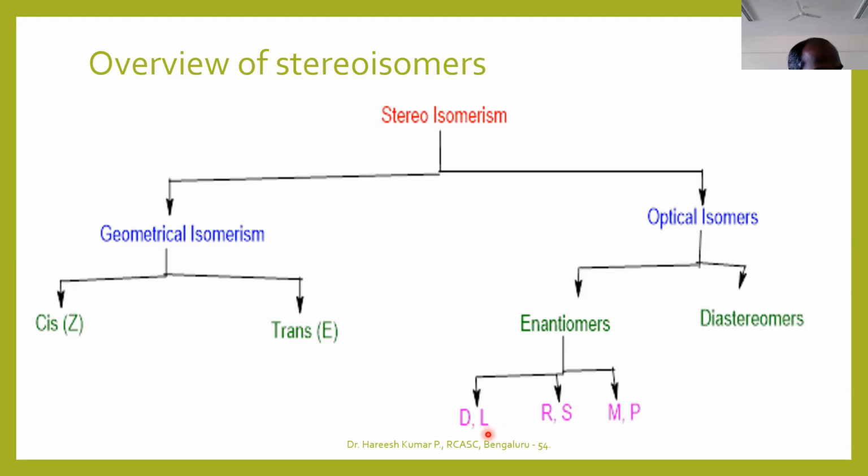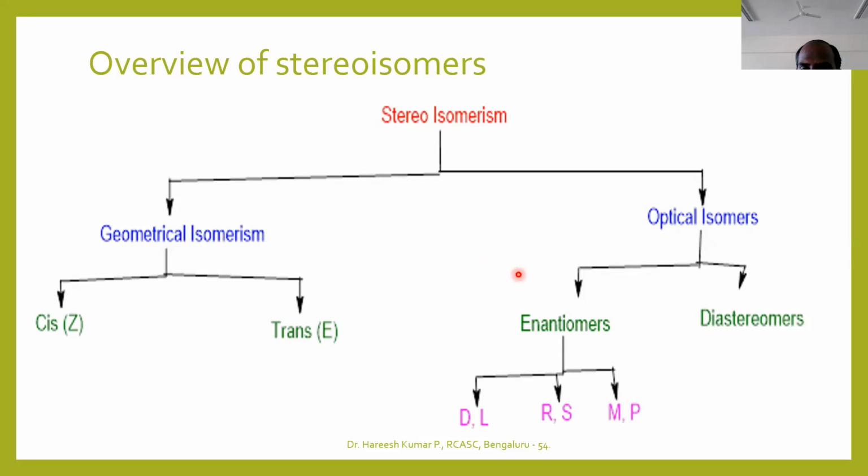And similarly, we will also come to know M and P. This is the new terminology. We will also take a few examples. You need to assign M and P to the optically active enantiomers in this chapter itself. This is about the overview of stereoisomerism.